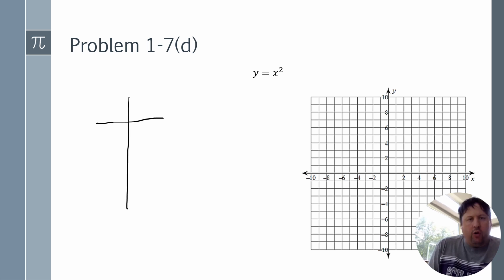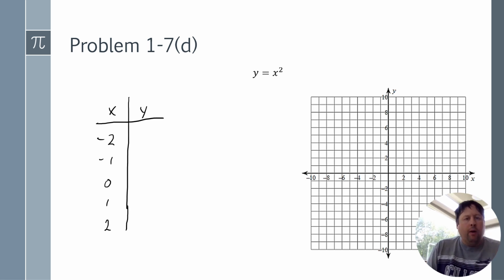So whenever I graph new interesting things, I make a t-chart and I always use the same 5 x values: negative 2, negative 1, 0, 1, and 2. So I like to start there. Remember, we're going to take each of these numbers and plug them in individually into my x squared function rule.